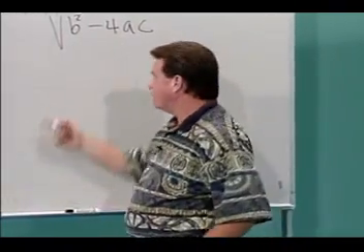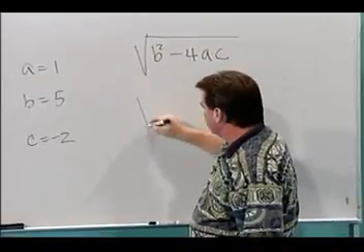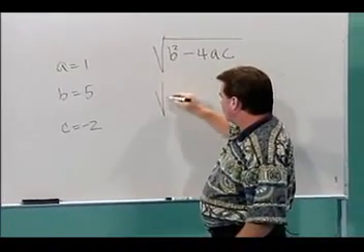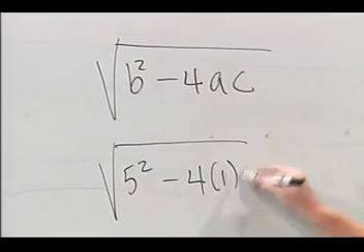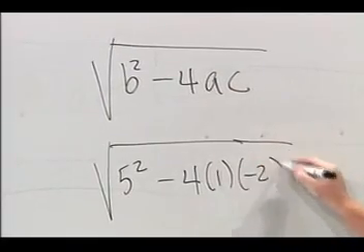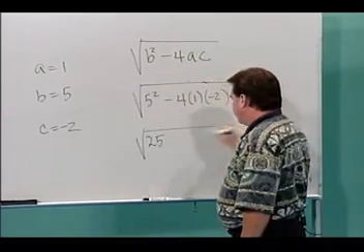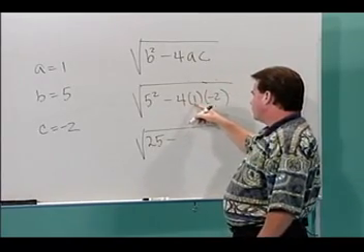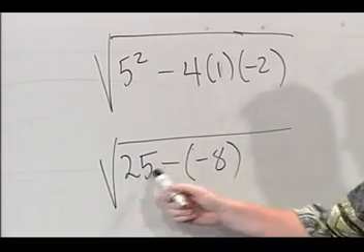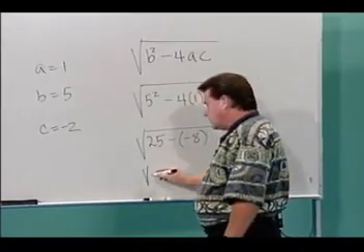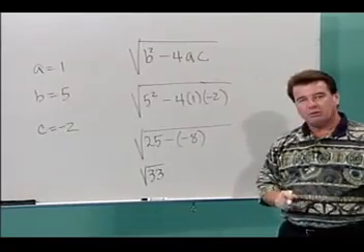Okay, now what you would have to do is, when you see that expression, everywhere you see an A, B, and C, plug those numbers in. So we have B squared, that would be 5 squared, minus 4 times A, which is 1, times C, which is negative 2. Simplifying that, that is 25 minus 4 times 1 times negative 2, which is negative 8. And 25 minus a negative 8 is 25 plus 8, which is 33. And the answer is the square root of 33.